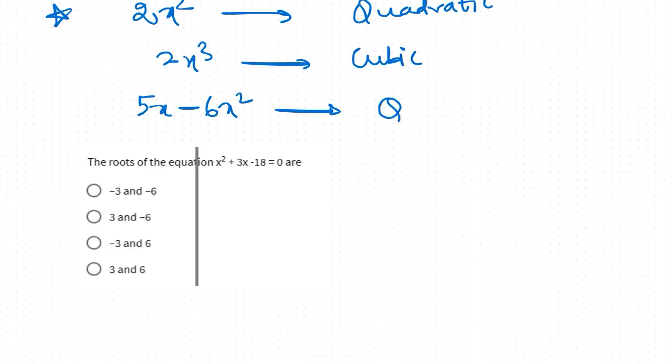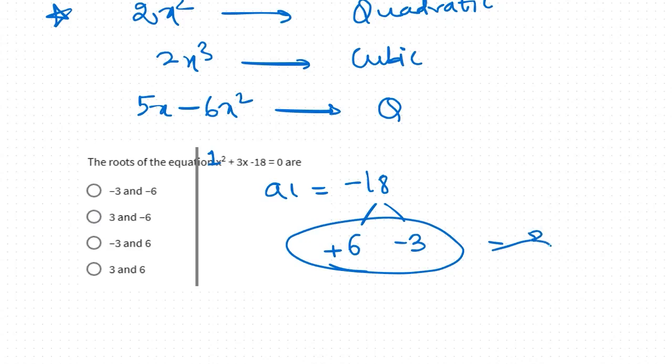Factorize. And what was step 2? Okay, first step was multiply AC. AC is equal to negative 18. Factorize this. You got what? 6 and 3, plus 6 minus 3. This is correct. So 6 minus 3 is 3, right? So it matches with the middle term.